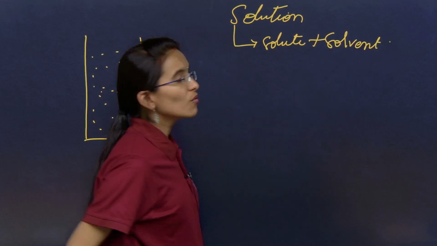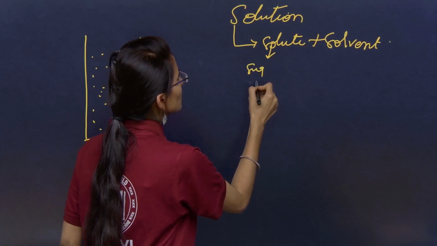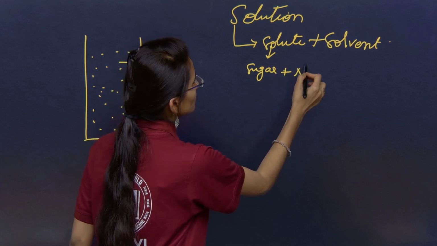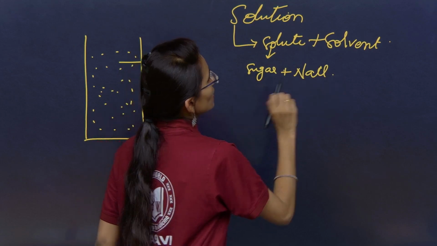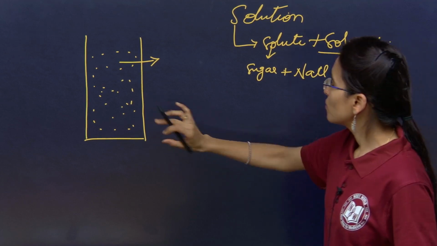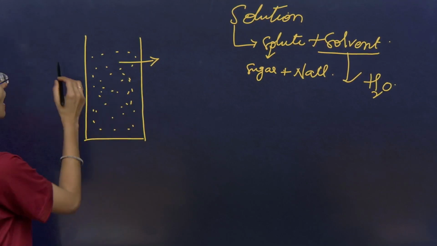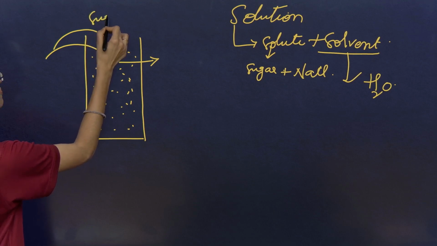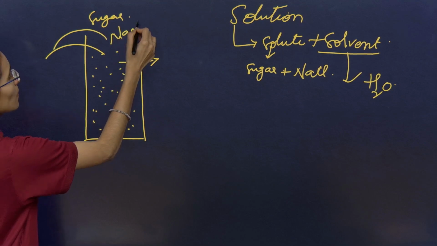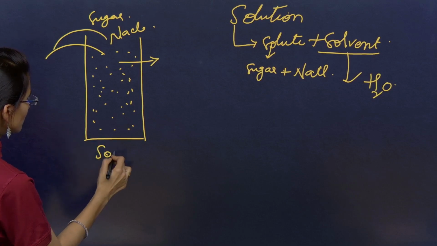Clear? So now what is actually a solute? The solute is made up of either sugar or salt. Next, what is solvent here? Solvent is water. So now take this beaker and fill it with water and add some sugar, and next you can add salt. This is actually solution A.